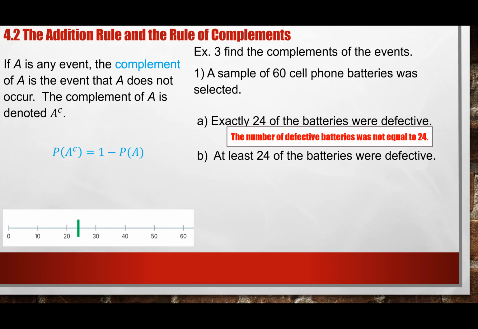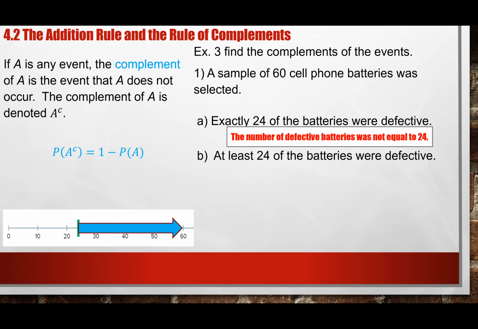One thing I want to ask you, and later on you will see this word at least a lot: what does it mean, at least? The key thing is, do we include the 24 with it? That's what you want to ask yourself: do I include this endpoint? At least 24 means as long as it's 24 or more, it fits the description. So at least 24 means 24 and up: either 24 or 25 or 26 or 27 or 28, all the way up to 60 because I only have 60.